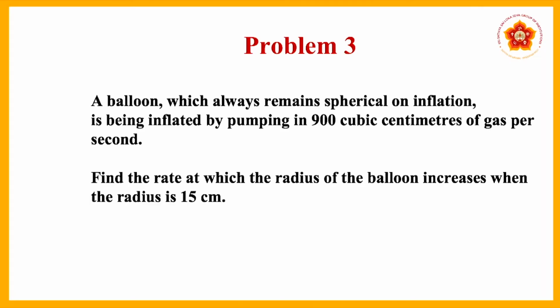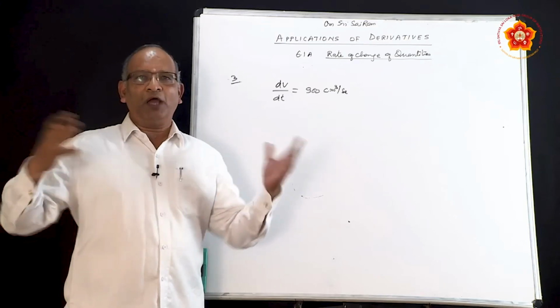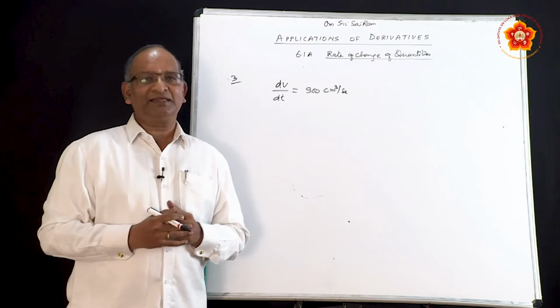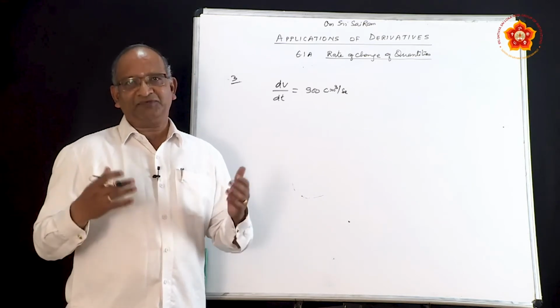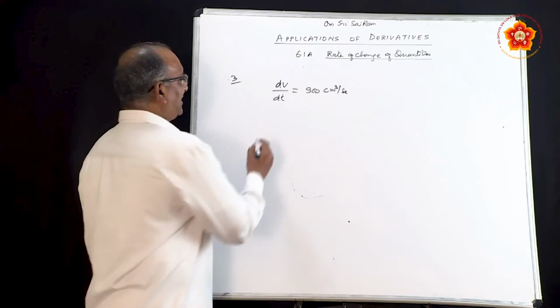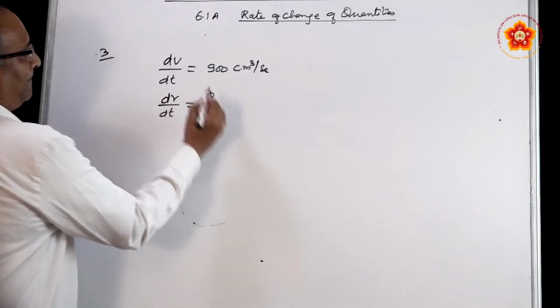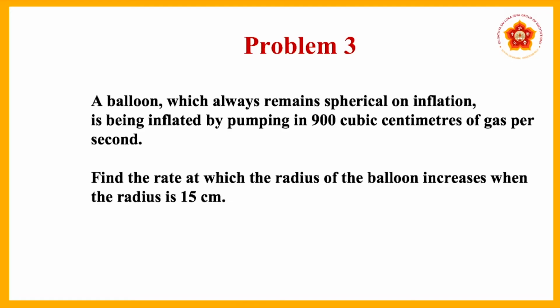He says find the rate at which the radius of the balloon increases. When you increase the radius, volume increases, or in other terms, when volume increases, the radius of the balloon increases. He is asking us to find out what is the rate of change of radius. So basically we want to find out dr/dt, and this dr/dt we want to find out when r is 15.